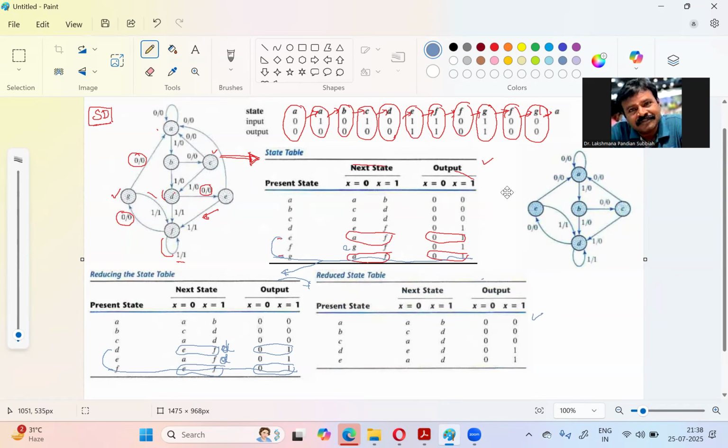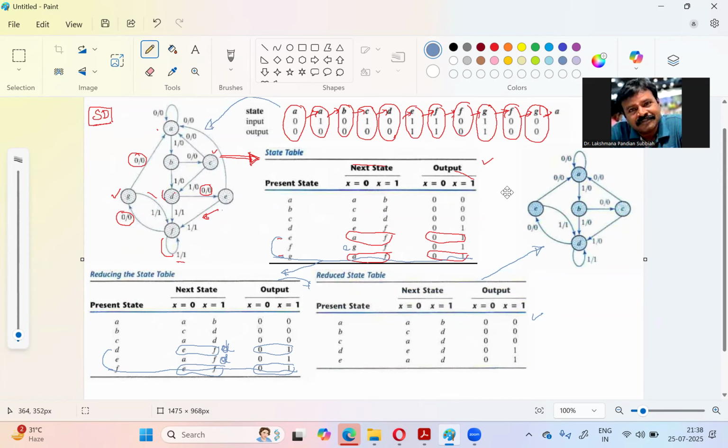Then for that reduced table, you have to reproduce the state diagram. So in the state diagram, we are having A, B, C, D, E. Only 5 states. So A, B, C, D, E, and then transition. So you have to draw. So this is the state minimization technique. So how do you minimize the states? First, you have to draw the state diagram.